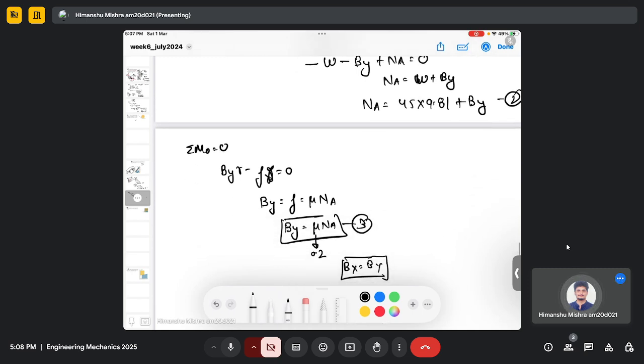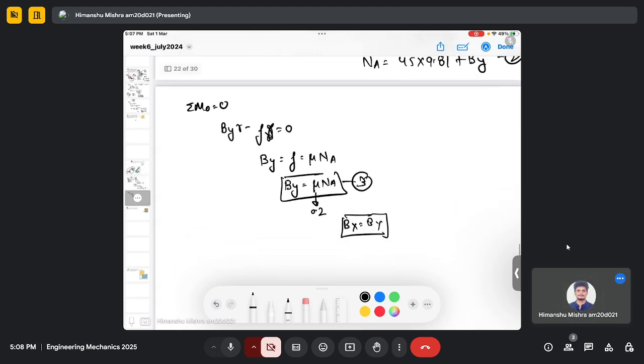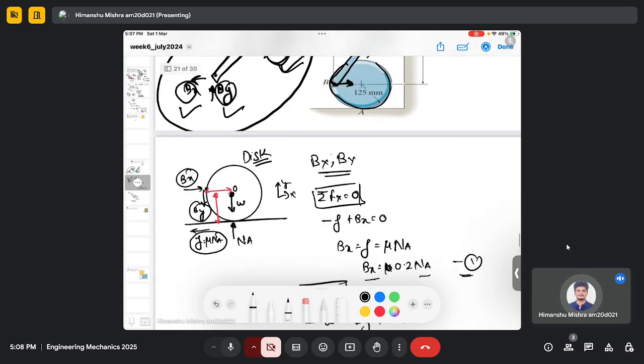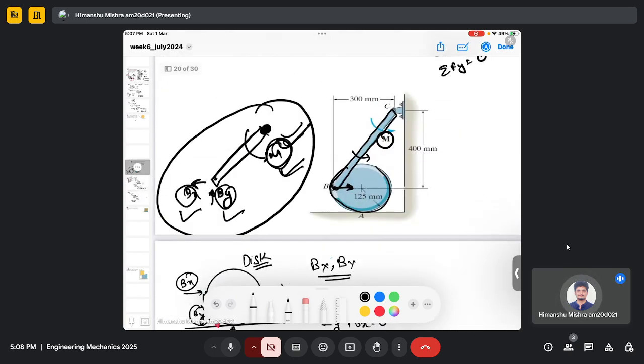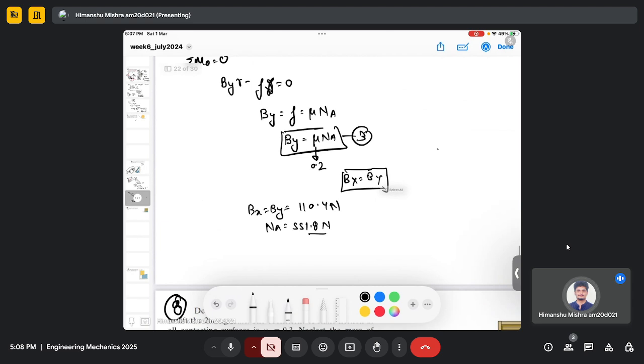So if I use all these equations 1, 2, 3, I can directly write Bx equals By, and it is 110.4 Newton, and my Na will be 551.8 Newton. So this is my Bx and By. Now we found Bx and By. Now I can consider this rod. So this is my free body diagram for the rod.